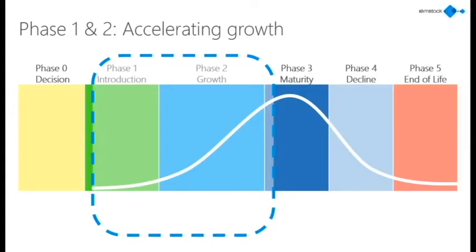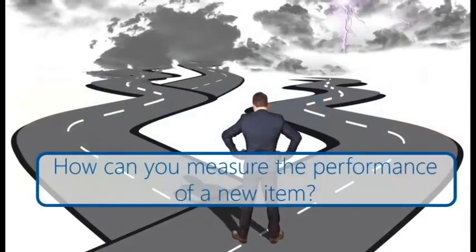Once you've gone through that introductory phase and made a decision to actually introduce that product, you need to then work through the introduction and the growth phases. And how are you actually going to measure the performance of that item? Do you end up getting to a crossroads at this particular stage? And is it now a decision for your business whether you cut or continue at this crossroads with this specific item?